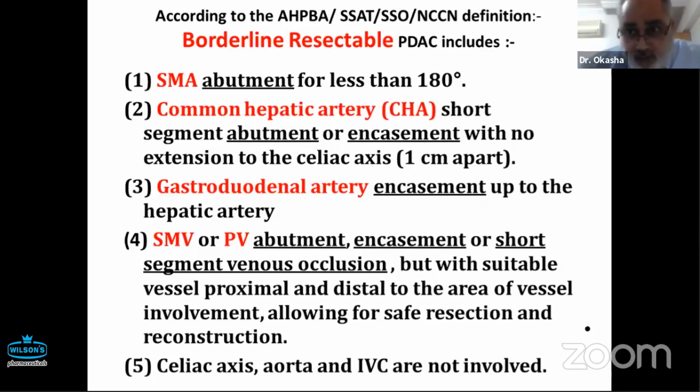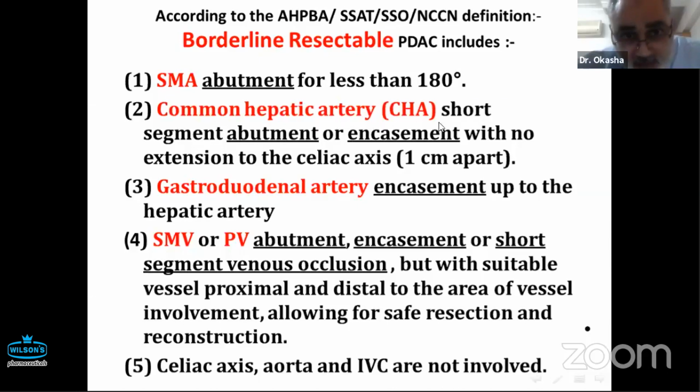After knowing these 3 points, we can easily pick up the borderline resectable mass. The mass is borderline resectable if there is superior mesenteric artery abutment for less than 180 degrees. If there is encasement of the superior mesenteric artery, then this mass is unresectable. And if the superior mesenteric artery is free, then it is a resectable mass. So the superior mesenteric artery is a very important vessel.